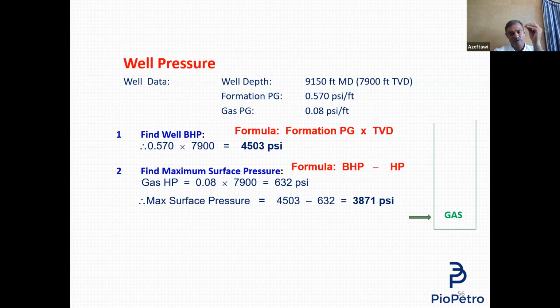The nice part of engineering is that calculations or numbers tell you if you are on the right track or not. And if you calculate the maximum surface pressure and you find it greater than the bottom hole pressure, you are wrong. Because in any producing well, the highest pressure is the formation pressure, of course, unless this well is dead.